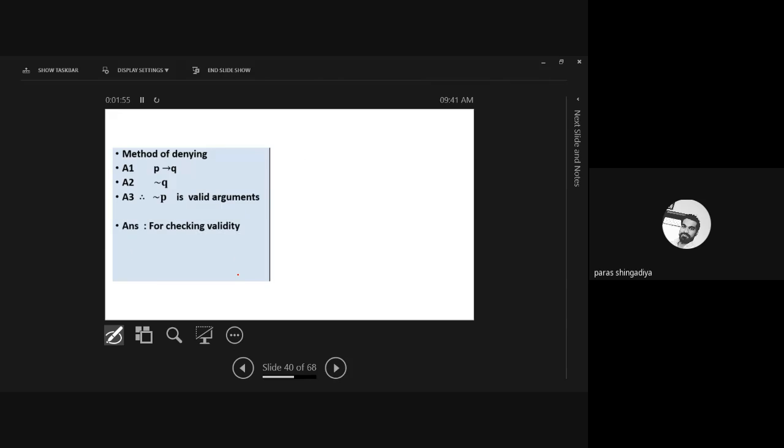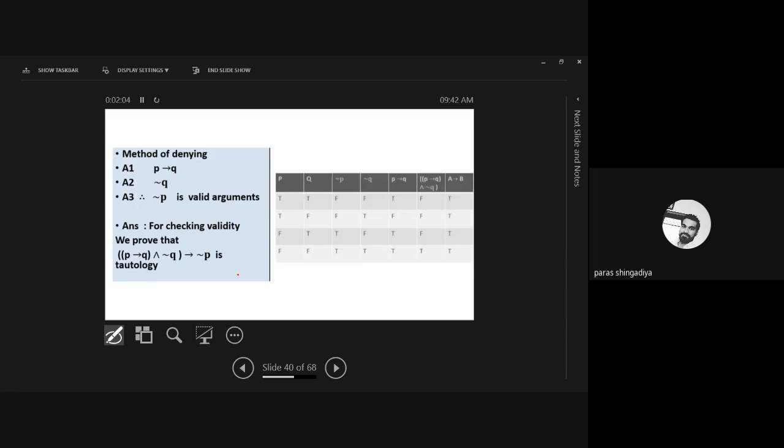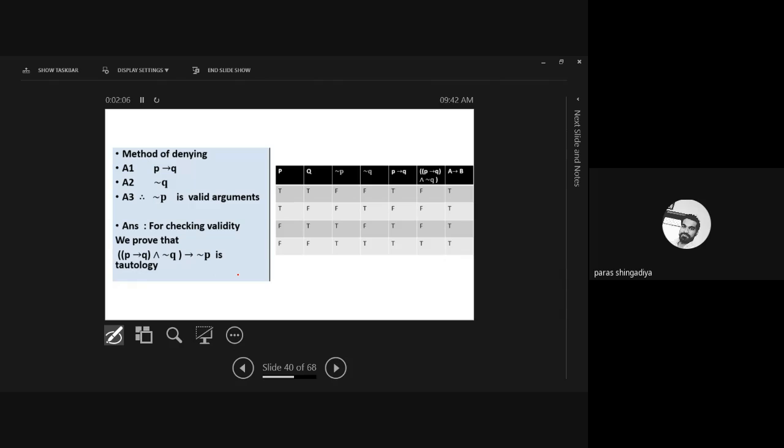Then the second one we also discussed is called the method of denying: P conditionally Q, negation Q, and therefore negation P. First we create a formula: A1 and A2, meaning P conditionally Q and negation Q, conditionally to the negation P. We'll predict the answer step by step. First we check this bracket's answer, then we apply the conditional to the conclusion. That is our final answer in the last column. It should be a tautology. If it is not a tautology, then it is not a valid argument.